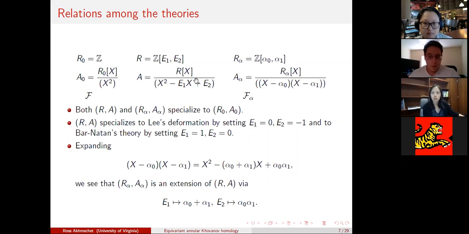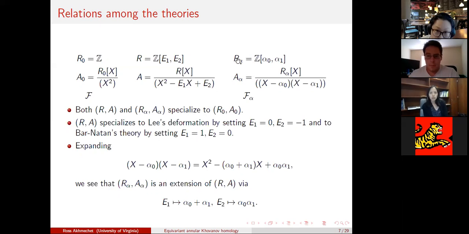I'm going to look at this defining relation in A alpha and just expand it. Once you expand it out, you see that these coefficients look a lot like E1 and E2. Indeed, the pair R alpha, A alpha is an extension of R, A. You take E1 and identify it with the first elementary symmetric polynomial in the alphas, and E2 with the second elementary symmetric polynomial. You notice that the degrees work as well. E1 was in degree 2, and so is alpha null plus alpha 1. E2 was in degree 4, and alpha null times alpha 1 is in degree 4 as well. So this is really an extension where you just allow this polynomial to split.